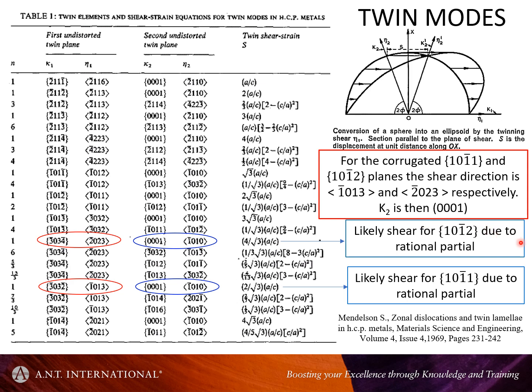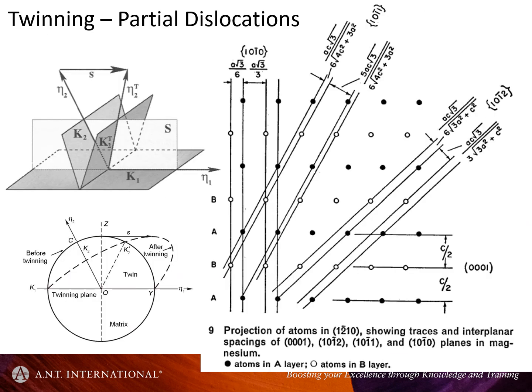So this is the likely shear on 1/1/2 because it gives a rational partial, which is this one. And this is the shear on 1/1 because it also gives a rational partial, this one. And again, if you see the videos, you'll see what I mean by that. I can try and demonstrate that in this case using this model.